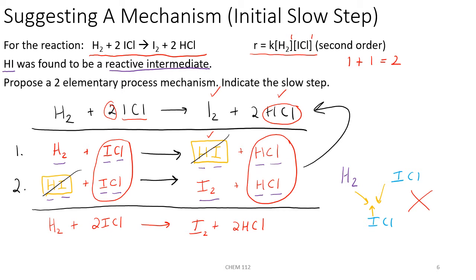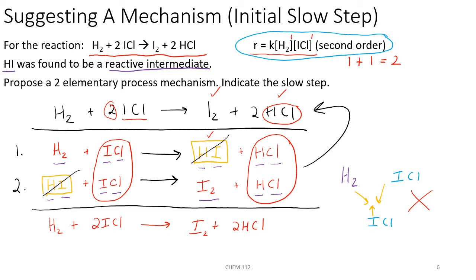Now the second part of this problem says indicate the slow step. So when we're trying to indicate the slow step, that's talking about the reaction kinetics. Which step is faster than the other one? Which one's going to be our bottleneck for this reaction? And we want to think about, we could write those individual rate laws for the elementary processes and compare them to the rate law for the overall reaction.